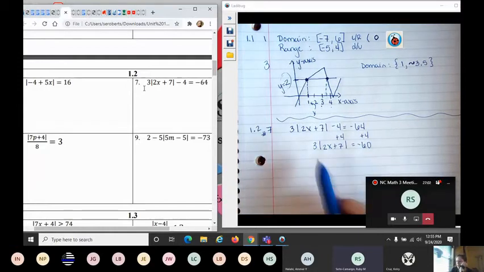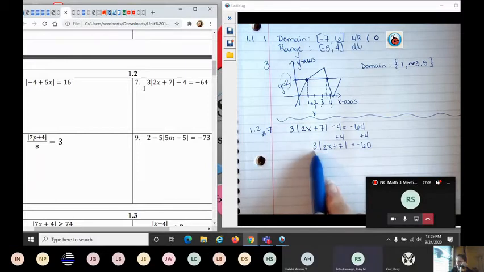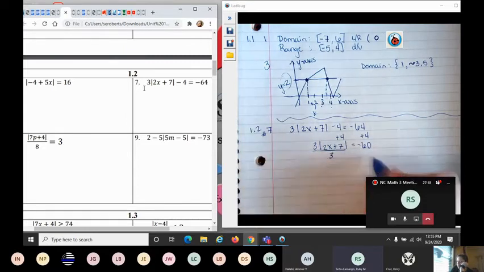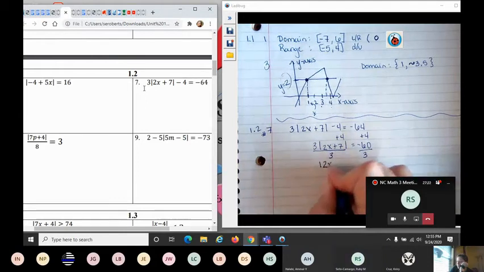So there's a 3 in front of here. And what operation is going on between the 3 and the absolute value? You multiply. Yeah, so what's the opposite of multiplication? Divide. Yeah, so let's divide both sides by 3. Okay, so I'm going to have the absolute value of 2x plus 7 equals negative 20.